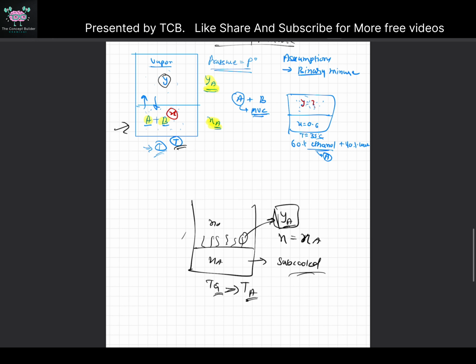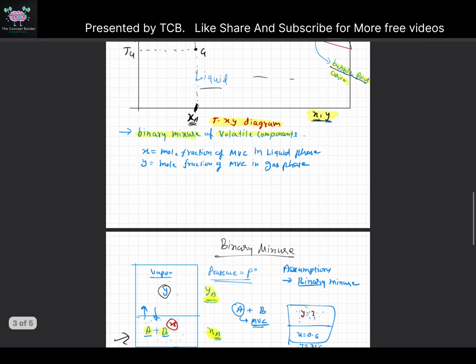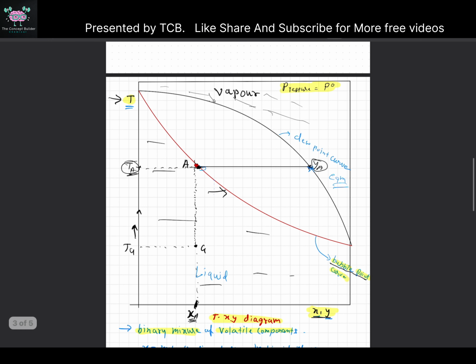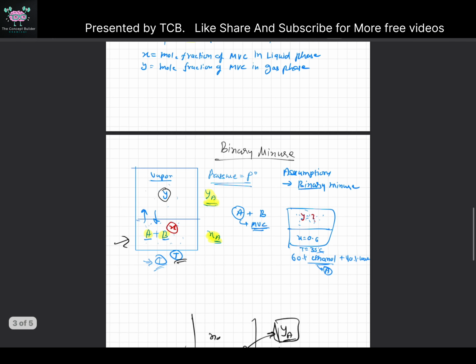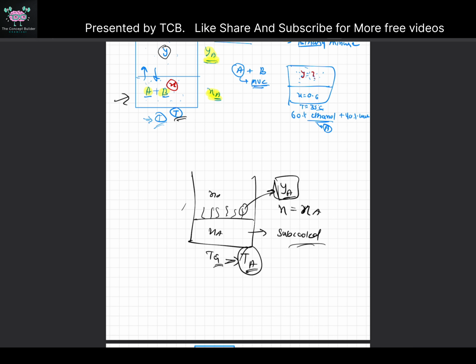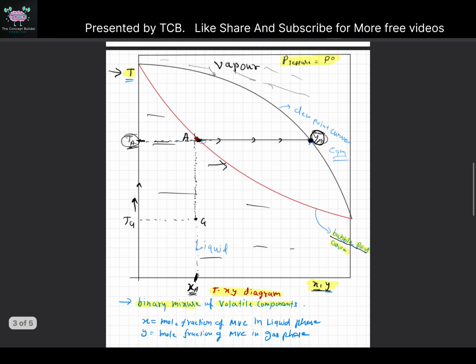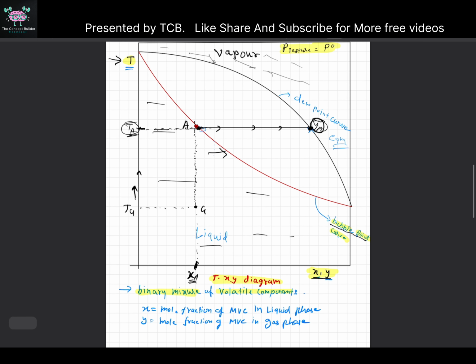How can you tell? Because this vapor will also be at this same temperature. As this temperature is the same, you have to extend this line here, and this composition is your YA, the composition of the vapor that is being produced. Is it clear? Now let me tell you again.